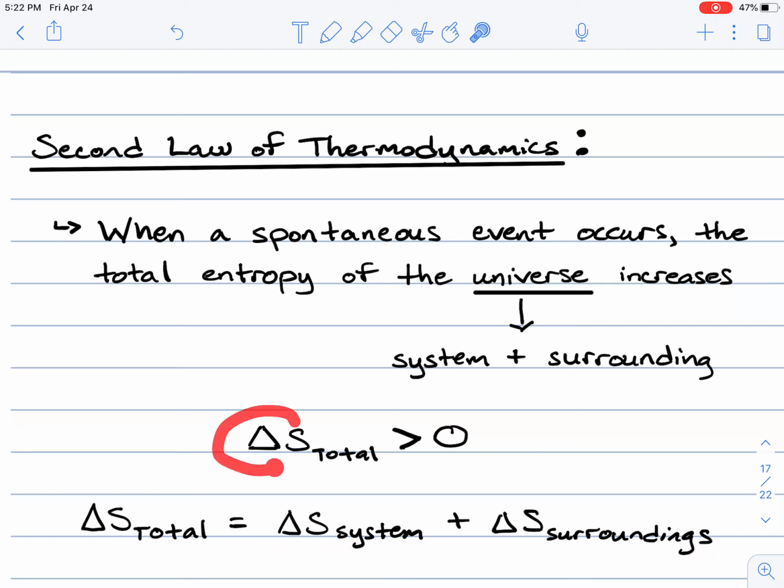Now, I want you to notice that we're using this delta sign, which reflects a change. By using this delta sign, we're talking about a thermodynamic process, which makes sense because when we're performing a chemical reaction, we're going from one equilibrium state to another equilibrium state. We're going from reactants to products.